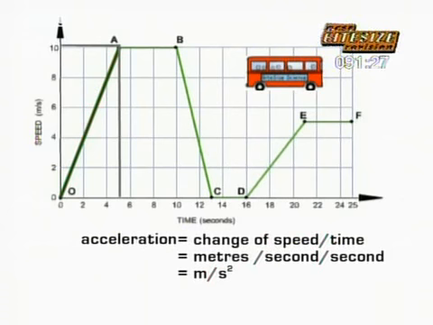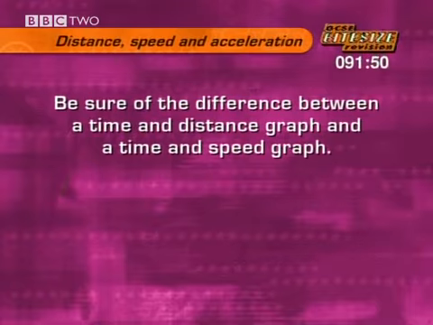The horizontal line from A to B means that the speed of the bus is not changing over time. It's still travelling, but at a constant speed. A downward sloping line means the bus is slowing down. It's decelerating. The horizontal section from C to D is where the speed of the bus is not only not changing, but it's come to a stop. Then off it goes again.